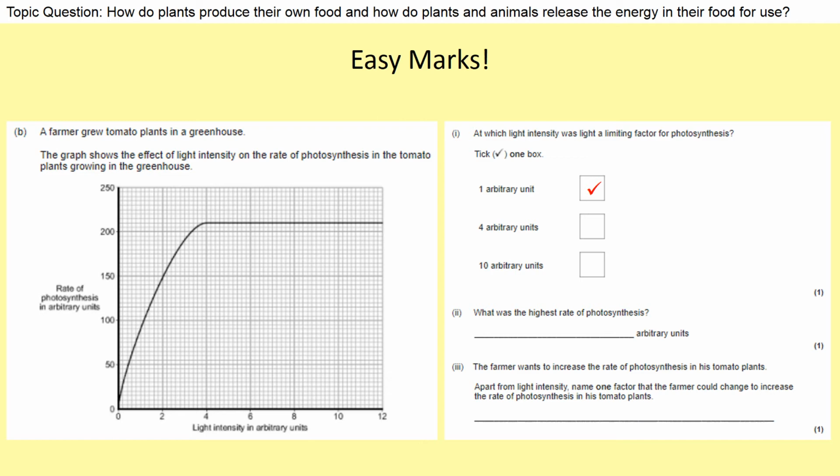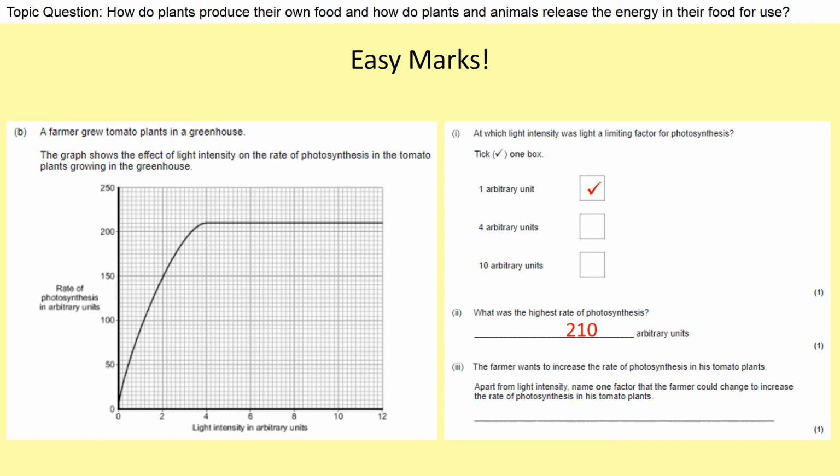The highest rate of photosynthesis, again we were just reading this off the graph, so we're looking at what level the straight line was. So reading across that on the graph, it was 210 arbitrary units where the rate of photosynthesis was at its maximum.